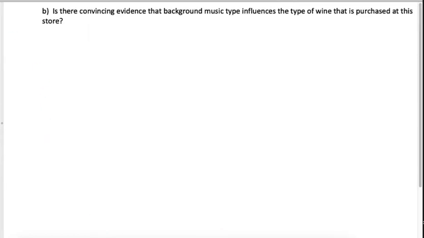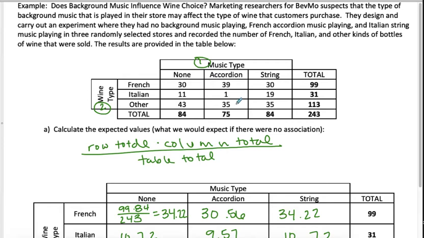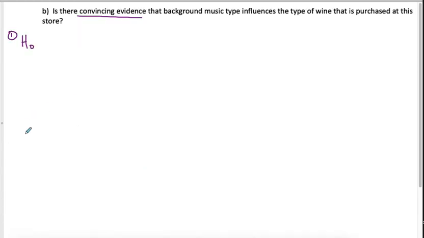On the next part, it says, okay, is there convincing evidence that the background music type influences the type of wine that is purchased at the store? Convincing evidence. That means we're running a test. So let me show you how we're going to do that first step of our 4-step process here. We don't want to define 9 different variables. That is not what we're going to do.